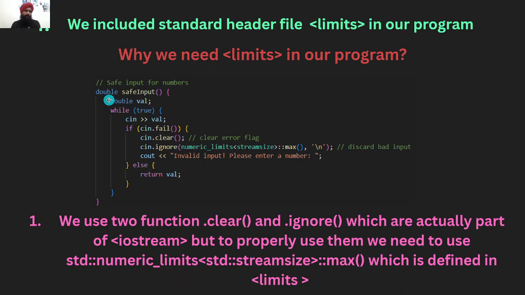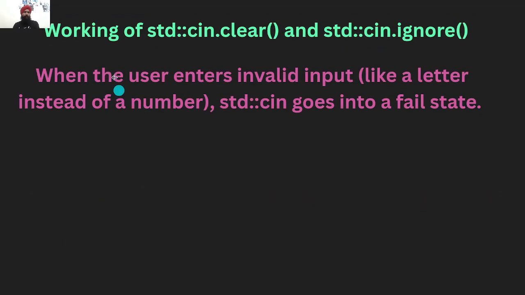So I have given also this code output here, double value, while true, and then cin dot clear, cin dot ignore. Now what do these functions do? I'm going to explain in the next slides.